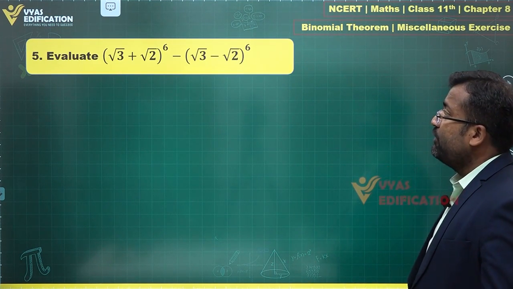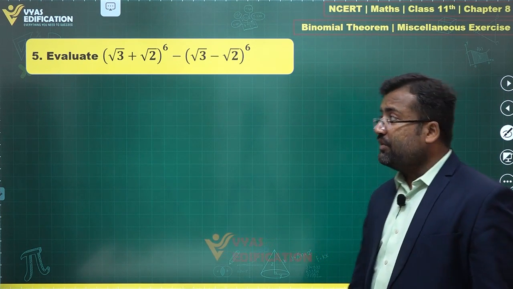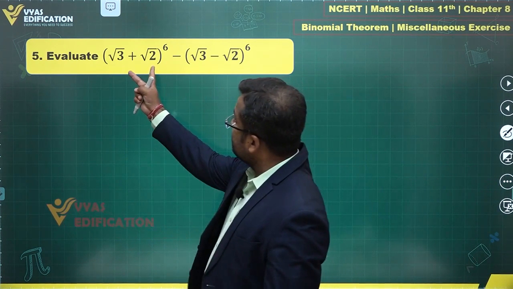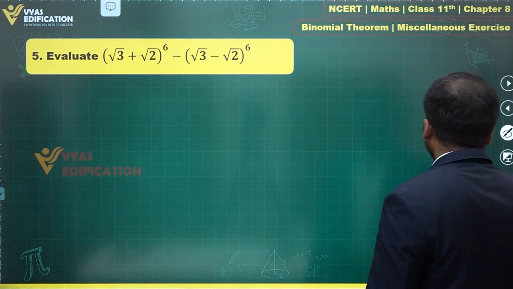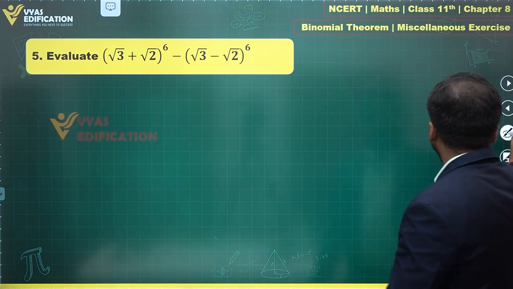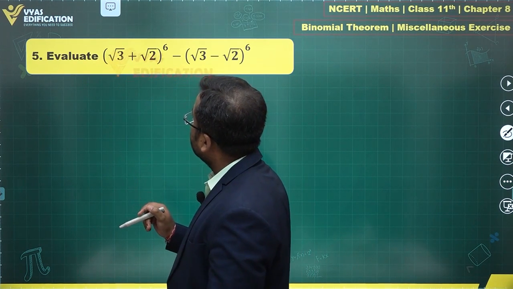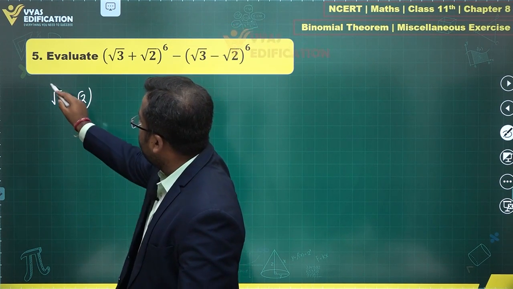What does the question say? Evaluate (root 3 plus root 2) whole power 6 minus (root 3 minus root 2) whole power 6. What are we supposed to do in this one? We'll expand this and we'll expand this, then we'll subtract these two terms and see where that takes us. We have to find the value of this. Okay, let's do it.